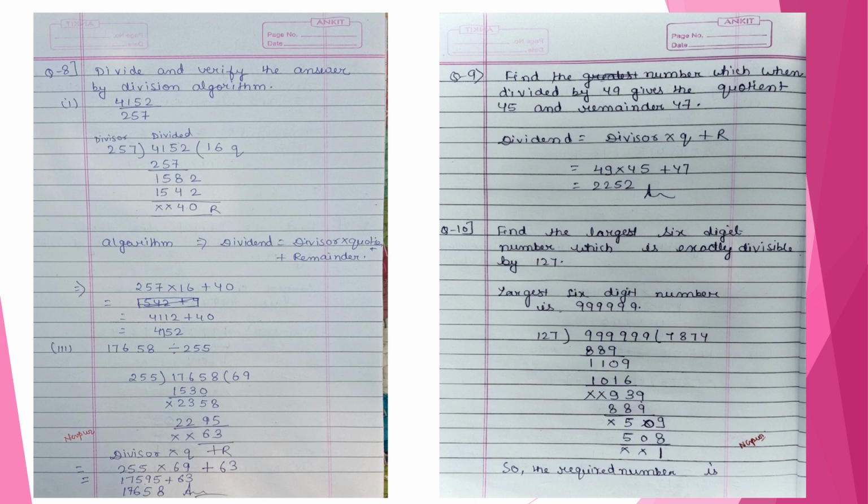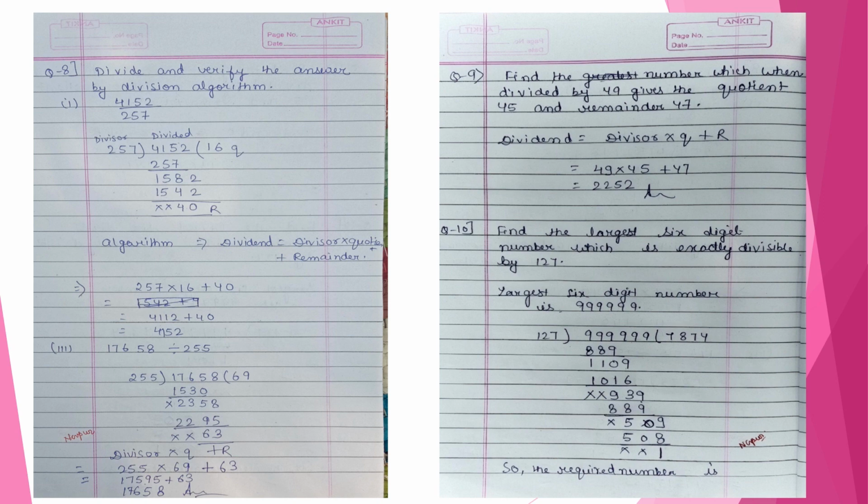17,658. Now question number 9. This one is very important. Find the number which when divided by 49 gives the quotient 45 and remainder 47. So here you have to only find out the dividend using the division algorithm, that is divisor into quotient plus remainder. Quotient is 45 given, remainder is 47 which is also given, and the divisor is 49. So we'll go for it. 49 into 45 plus 47. So the required number is 2252.